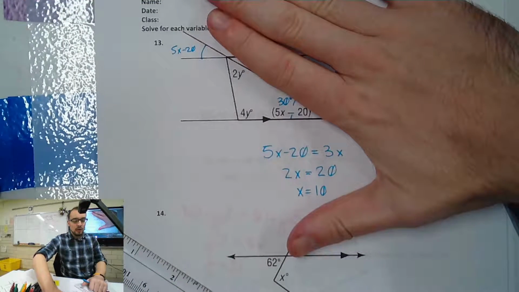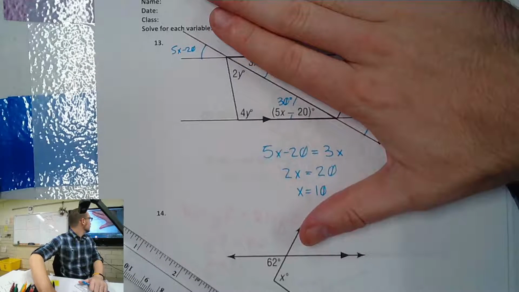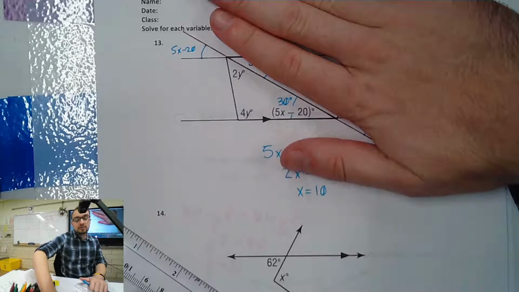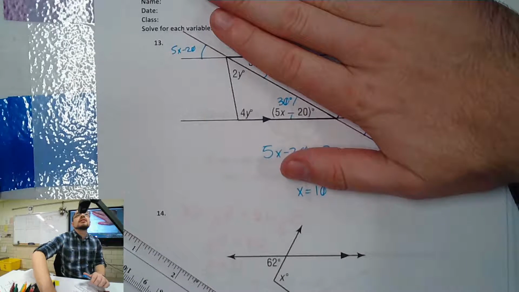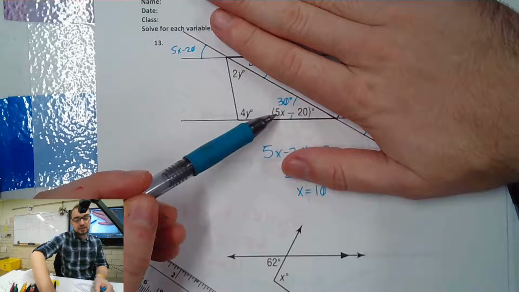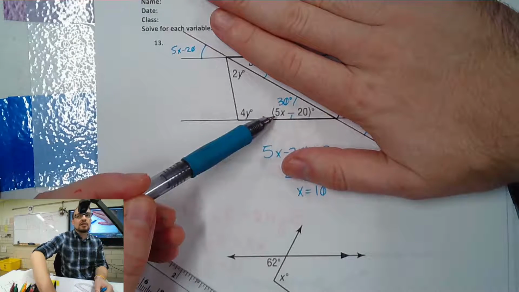Now, what kind of shape is that? A triangle. And triangles are called triangles because they have 3 angles. And the 3 angles always sum to 180. So we know that 2y plus 4y plus 30 is 180. If I write that out, it's a true statement.